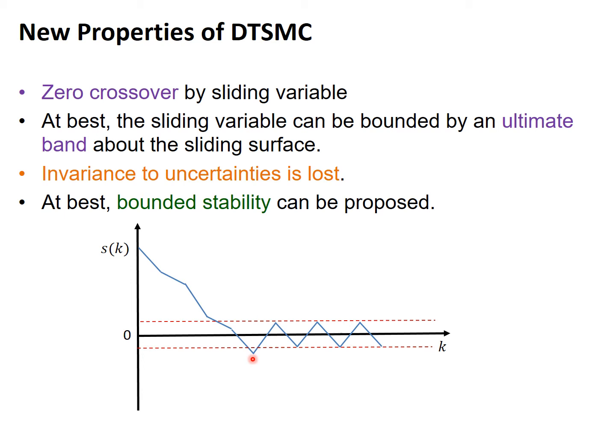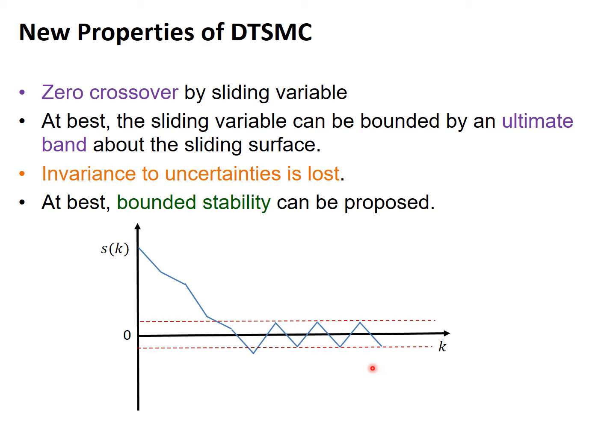But since we are maintaining the Sabtuk reaching law or the Furuta reaching law, what happens after crossing 0 is that it again tries to come towards 0. It may take 2 or 3 intermediate steps, but at some point it will again cross 0. Then it will again come closer to 0. Maybe it takes a few intermediate steps, but somewhere it will again cross 0. In this way, such crossing and recrossing will keep on happening.